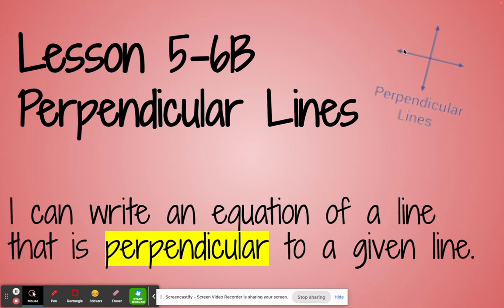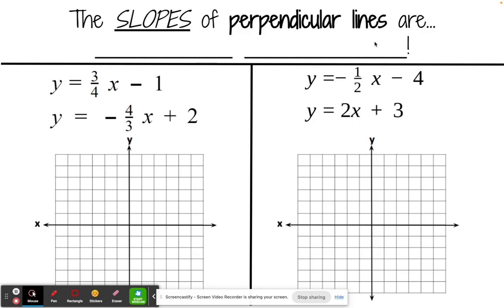Hi everyone, today we're doing lesson 5-6b, talking about perpendicular lines. We're going to write equations of lines that are perpendicular to a given line. I'm going to show you one before I talk about it too much.